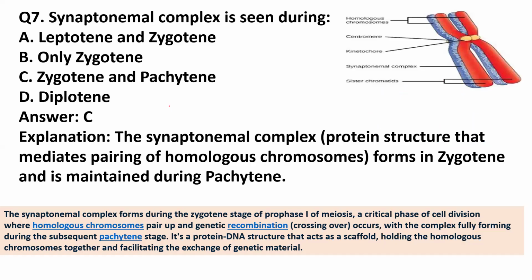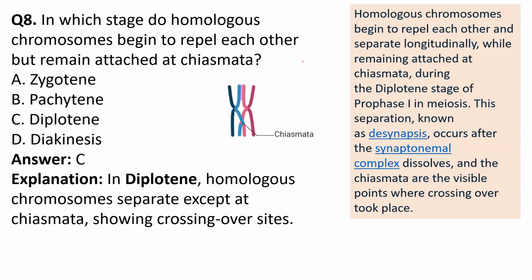The synaptonemal complex is seen during the zygotene stage, because in zygotene there is a strong attraction between the two homologous chromosomes. So they form a complex, and that complex is a synaptonemal proteinaceous complex. So it arises in the zygotene stage.